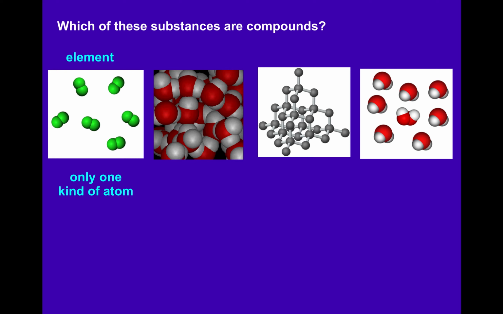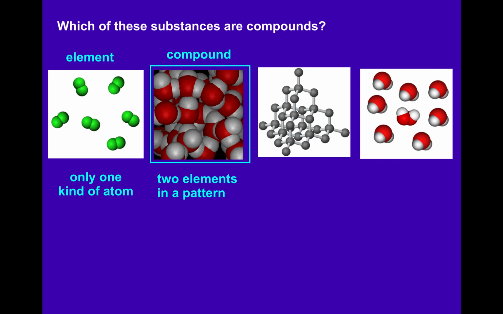What about water? It's a little bit difficult to see here, but it is a compound. It has 2 different kinds of atoms in a pattern. There's the white, red, white of a water molecule. What about diamond? No, it's just an element. It has only one kind of atom. And finally, what about hydrogen peroxide solution? This one is a little bit tricky. There are definitely 2 elements here, but is there a pattern?